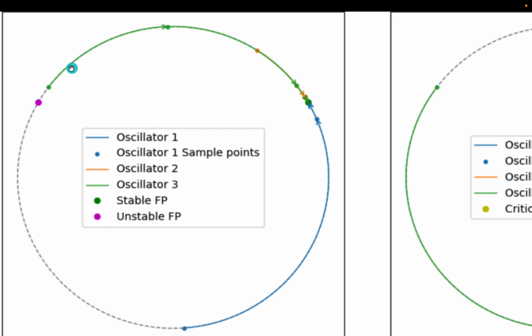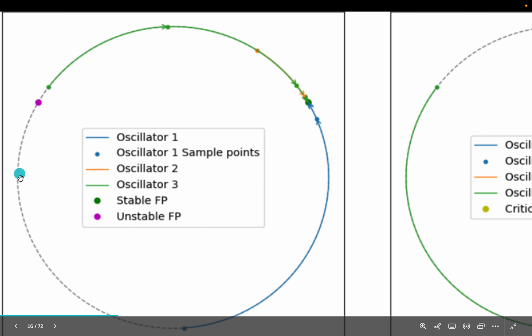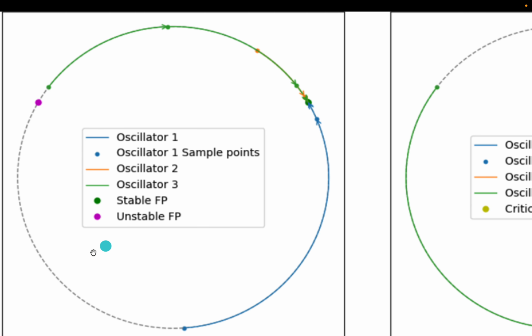So if you have an oscillator which lies in the region between the stable and the unstable fixed point, the shorter arc, this is the shorter arc, and this is the longer arc. You see what I mean? And by the way, what if the stable and unstable fixed points are diametrically opposite, so that both arcs become of equal length?